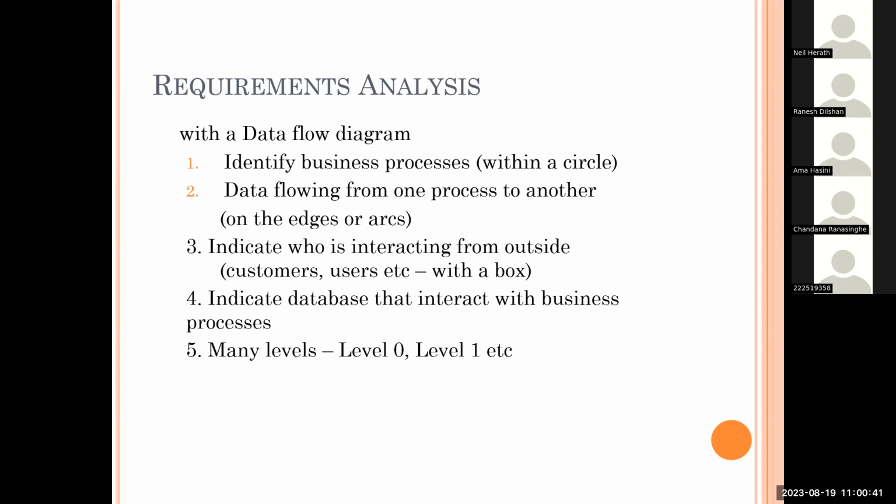In a data flow diagram, which is described in your book also, there is a set of symbols that you have to use. To identify a business process, you draw a circle. To show the data flowing from one process to another, you use a line or arc. To indicate who is interacting from outside, a box. And the databases are shown with a box with one side open. In a data flow diagram, there are many levels.